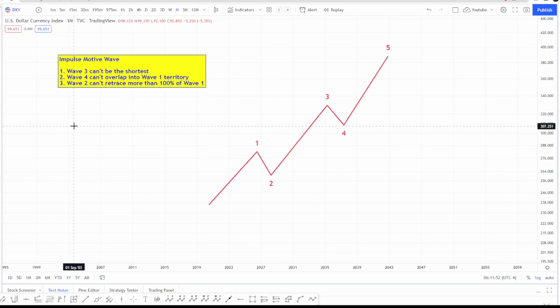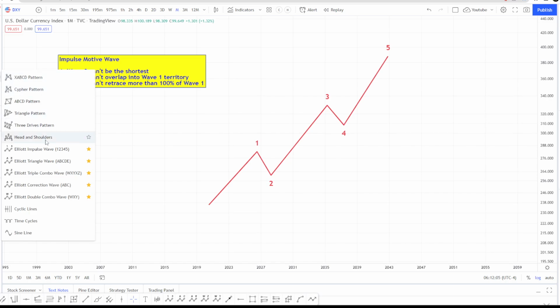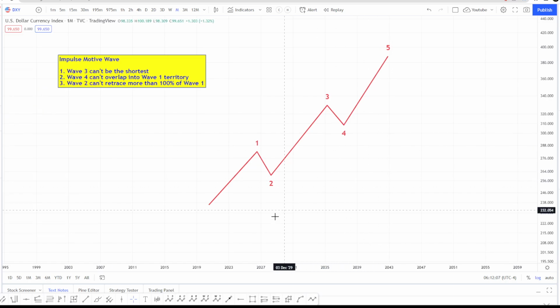So, what is an impulse wave? Well, there's only really 3 rules to an impulsive wave. Number 1, it has to break down in fives as we see here. So you can move over to the left hand side of TradingView here, patterns 1, 2, 3, 4, 5. What are these 3 rules?